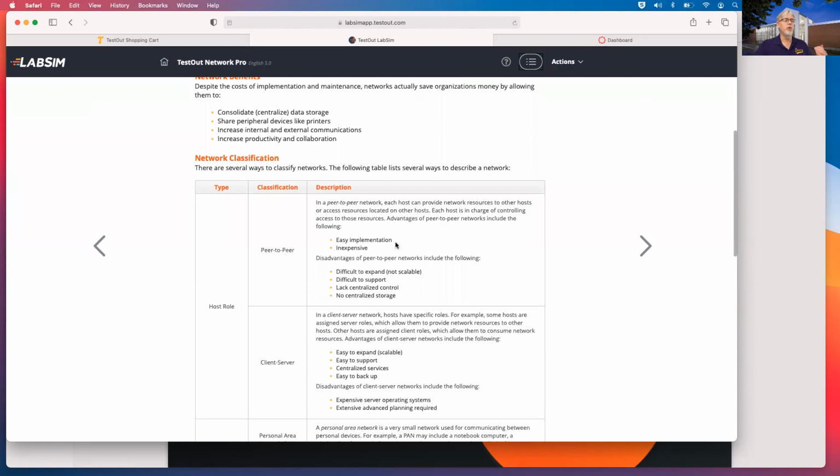Read something, put it in your own words. When you're studying this, go, okay, host role. What the heck does host mean? Okay, host means device. So device role. So we can break down network classification by what the device is doing, right? I'm rephrasing what host role means.